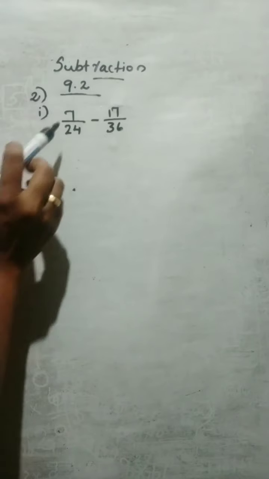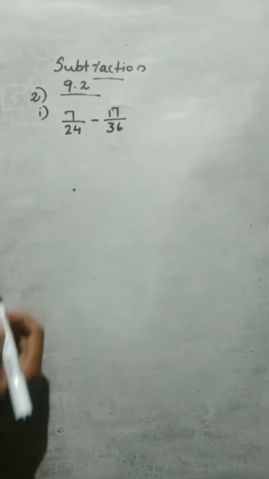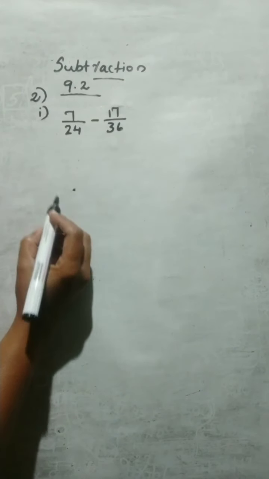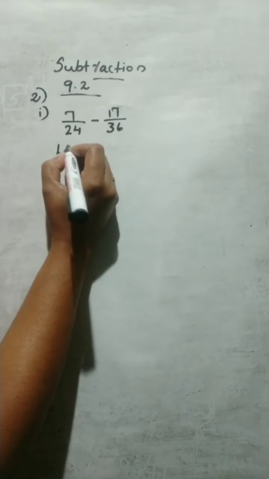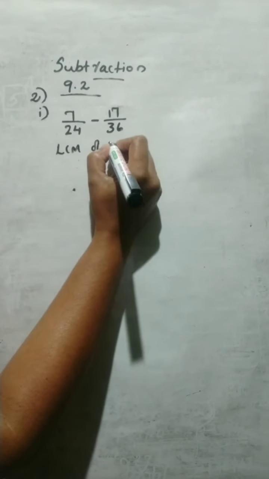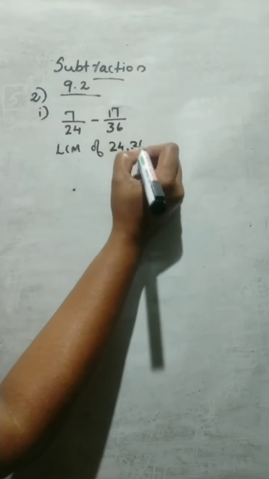First question, 7/24 minus 17/36. Here the denominators are different. So as our first step, we find the LCM of these denominators. Here the denominators are 24 and 36.